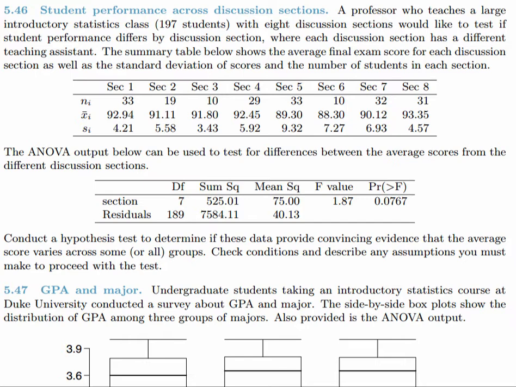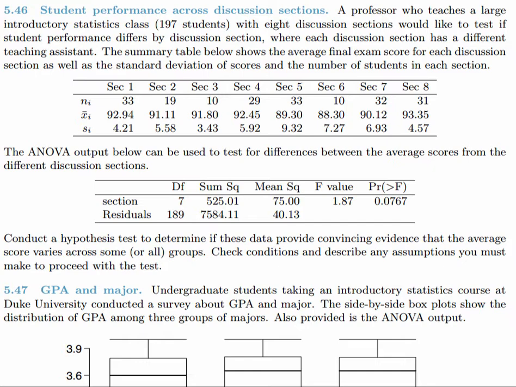A professor who teaches a large introductory statistics class, 197 students, with 8 discussion sections, would like to test if students' performance differs by discussion section, where each discussion section has a different teaching assistant. The summary table below gives the average final exam score for each of the discussion sections, as well as the standard deviation of scores and the number of students in each section.